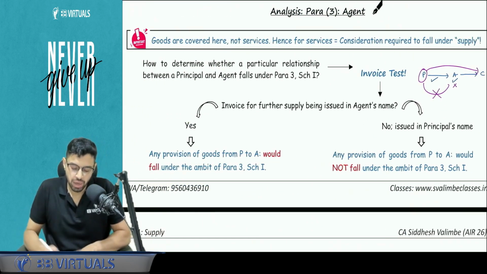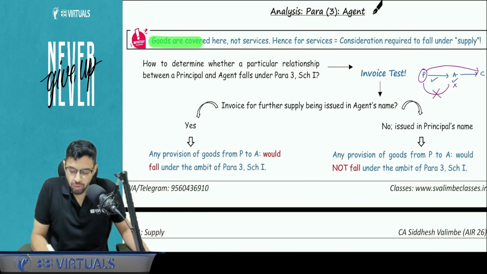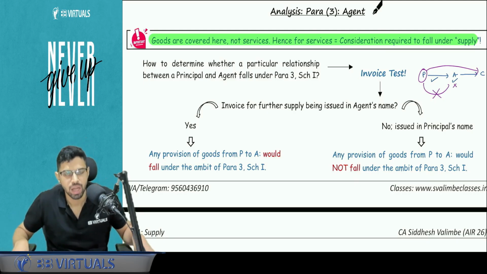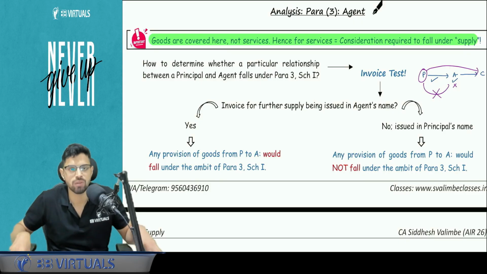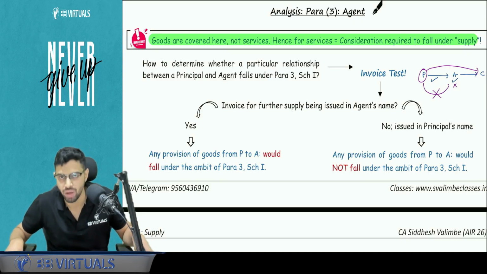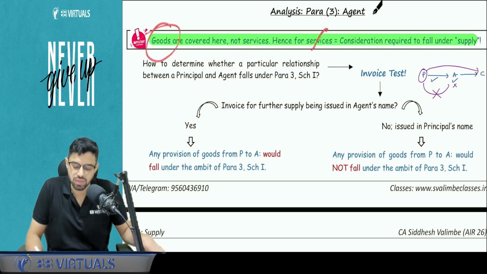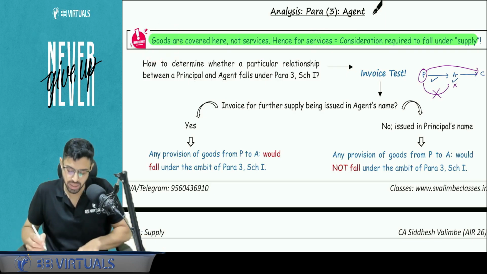One very important line that I am concluding. If I talk about services between principal and agent, then consideration always needs to be there. Without consideration, services between principal and agent will never be a supply. Why? Because paragraph number 3 on principal and agent is only talking about goods, not services. So for services, consideration needs to be there.